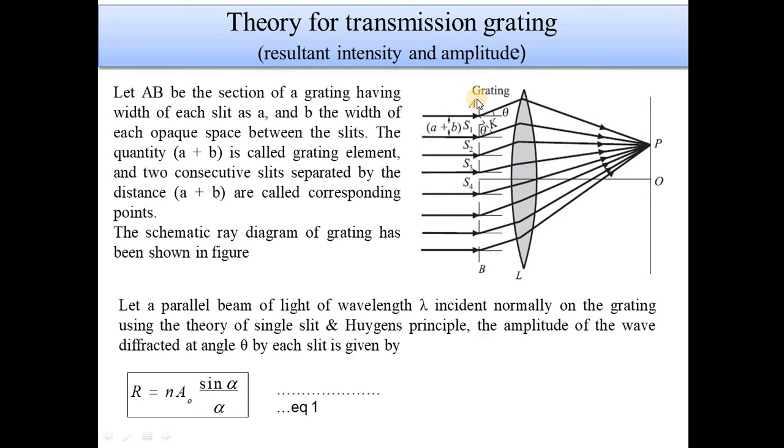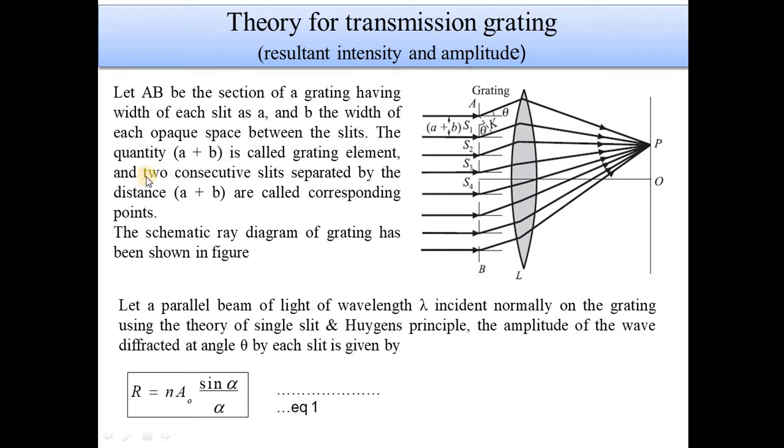Suppose we assume a grating AB. This is the point A and this is the point B, such that the slit has a width a and the opaque region has the width b. A is the region through which the light passes, that is, a transparency, and b is the ruled portion through which light doesn't transmit. It is opaque to light and it is an opacity. The addition a plus b is known as the grating element.